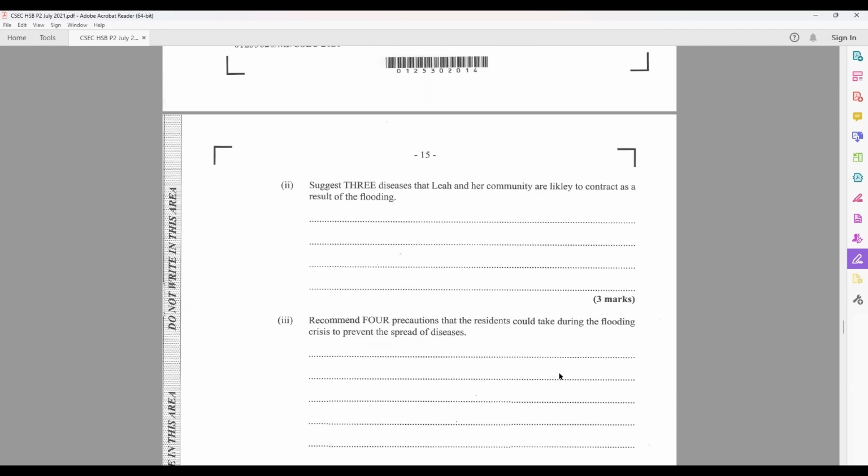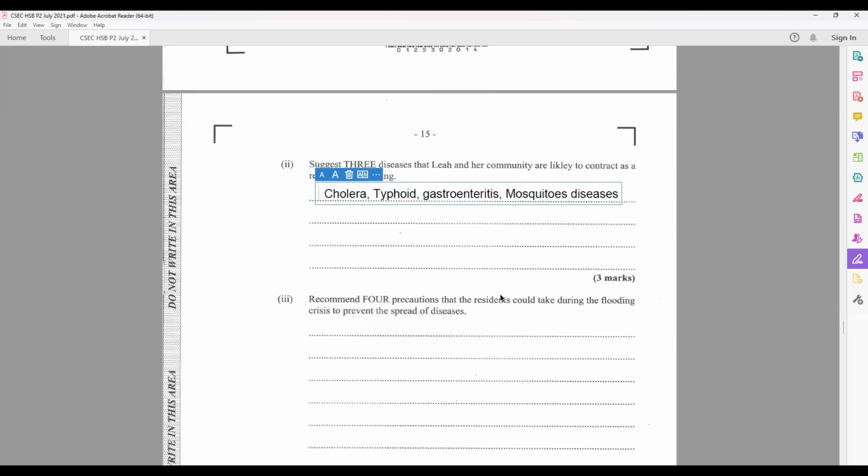Suggest 3 diseases that Leah and her community are likely to contract as a result of the flooding. And you could have had some fun with this question, because if it's flooding, think of mosquitoes. The stages of the mosquitoes, 3 of them live in water: the eggs, the larva, and the pupa all come with water. So you could have picked mosquito diseases, or you could have picked one of the others: cholera, typhoid, gastroenteritis. So you did have quite a few options for this question.